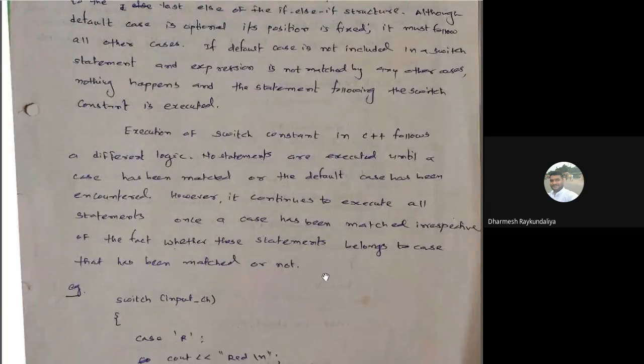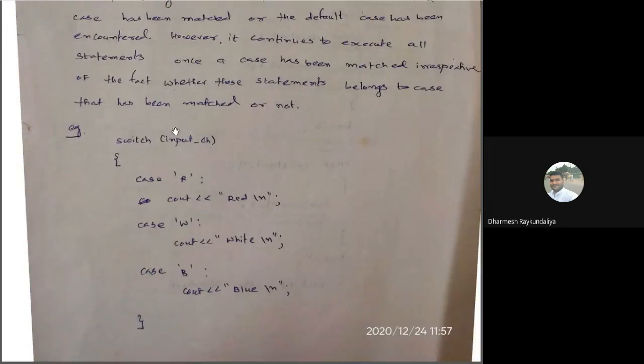So let us understand with the following example. Switch on the input character. Here ch is my variable, which is of character type. So if it is a character, of course the case must be of characters. But as I said, there is a difference between capital letters and small letters. If you give a small r here and then look for a capital R, it will not execute.